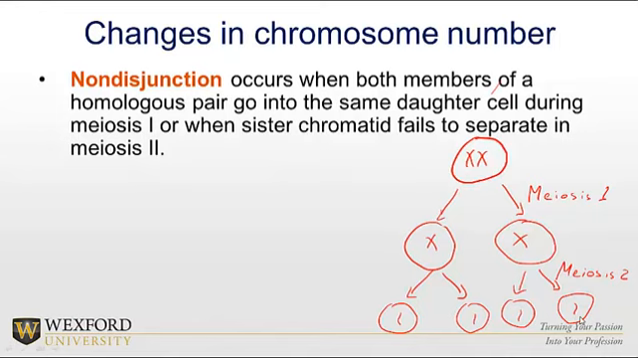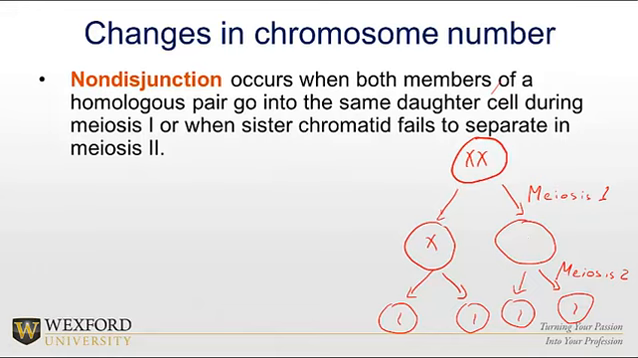But what if, once again, in meiosis 1, both of these initial ones up here go in just one direction? Well, what then would happen? Well, that would actually be pretty devastating.